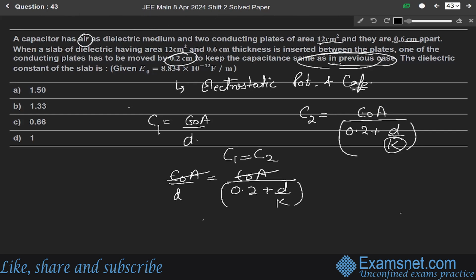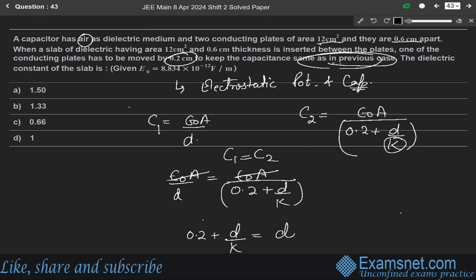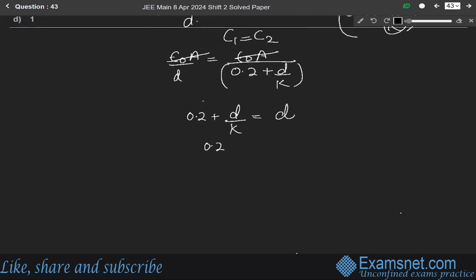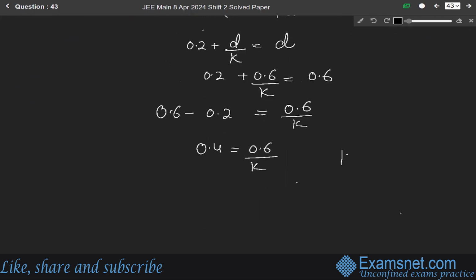Now epsilon naught A cancels out. So 0.2 plus D by K is equal to D. And D is given as 0.6. So 0.2 plus 0.6 over K is equal to 0.6. So 0.6 minus 0.2 is equal to 0.6 over K. So 0.4 will be equal to 0.6 over K. So K will be equal to 0.6 over 0.4. So K is equal to 3 by 2.